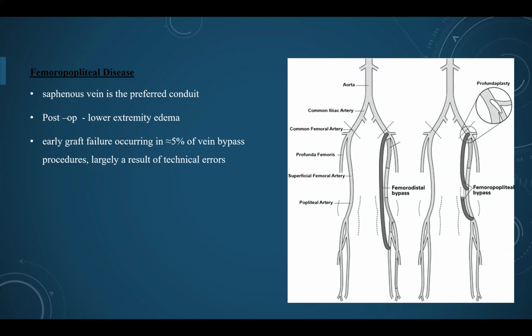And what is the early graft failure? What is the first, what shall we say, precaution you need to take before you use the saphenous vein for a graft?